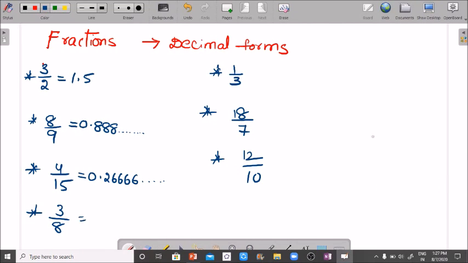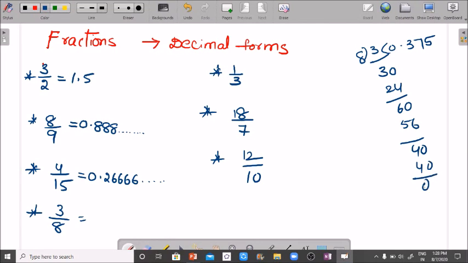Next, 3 divided by 8. 3 is small, so 0.30. 8 threes are 24, remaining 6. Take 0 to get 60. 8 sevens are 56, remaining 4. Take 0 to get 40. 8 fives are 40, so the remainder is 0. This is 0.375.